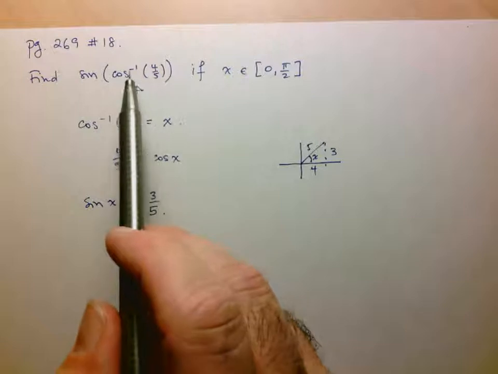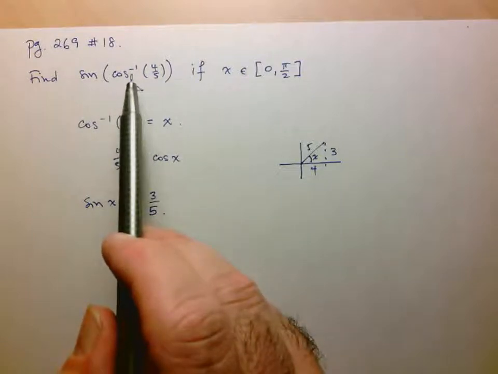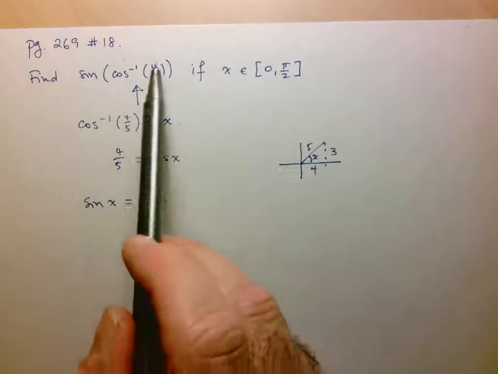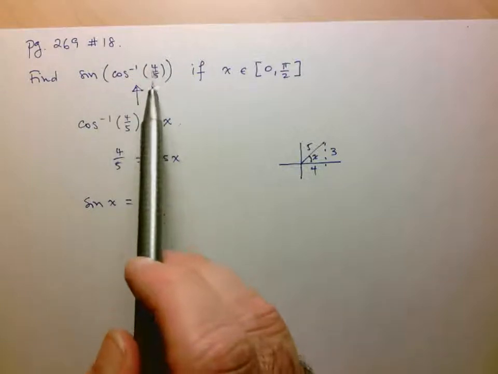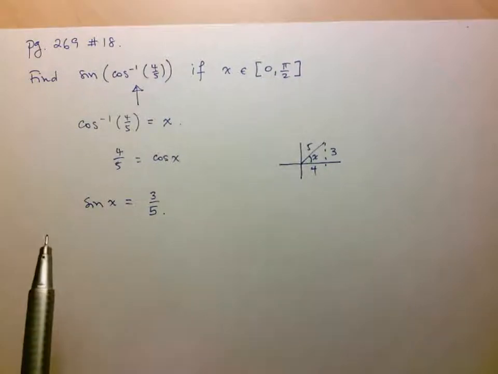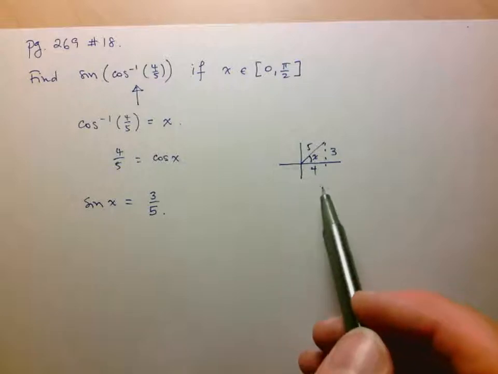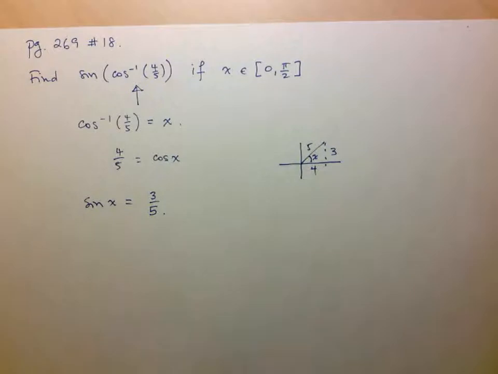Just to recap, cos inverse of 4 over 5 does not represent secant of 4 over 5. When we use this notation, we're talking about the inverse function. So this represents an angle whose cosine value is 4 over 5, but because there are many of those, we need to know what quadrant x is actually in, because had it been in the fourth quadrant, our sine value of course would have been negative. Okay, that's it for this one.